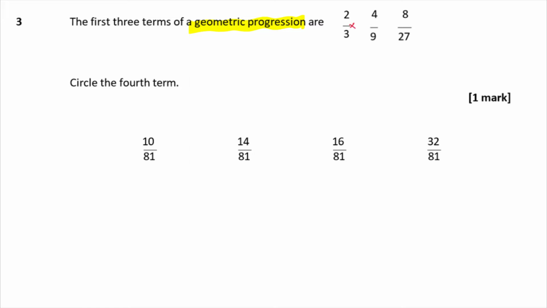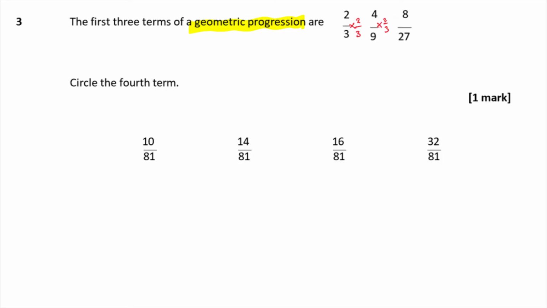What would I need to multiply 2/3 by to get 4/9? Well, you can see if I multiply 2 by 2, I'm going to get 4. And if I multiply 3 by 3, I'm going to get 9. So if I multiply 2/3 by 2/3, I'm going to get 4/9. Now, is that the same for the next one? If I multiply this by 2/3, then 4 times 2 is 8, and 9 times 3 is 27. So that seems to work as well.